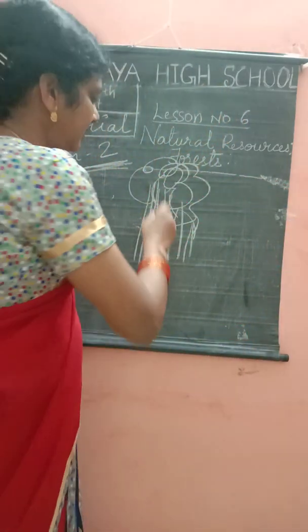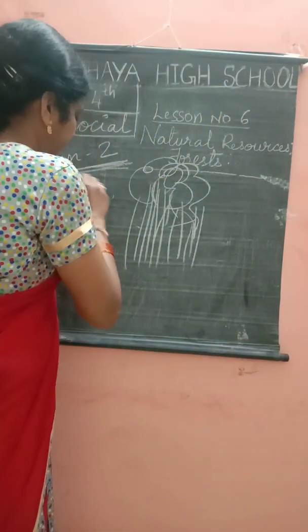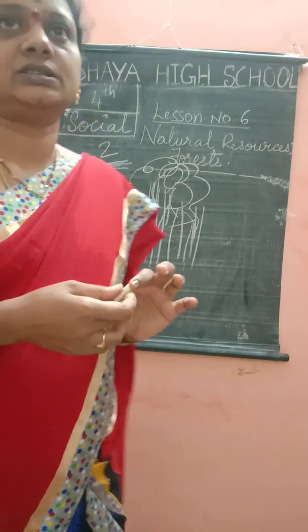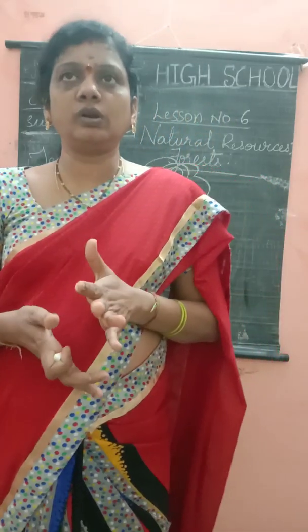They are a home for a wide variety of animals and birds. These forests are the home for whom? For animals and birds. A natural resource is anything that people can use which comes from nature. People do not make this resource, but they use them. For example, air, water, wood, oil, iron, coal. Forests are one of such important natural resources.